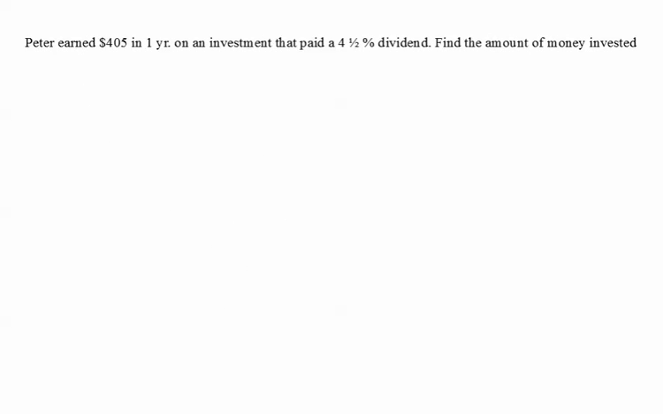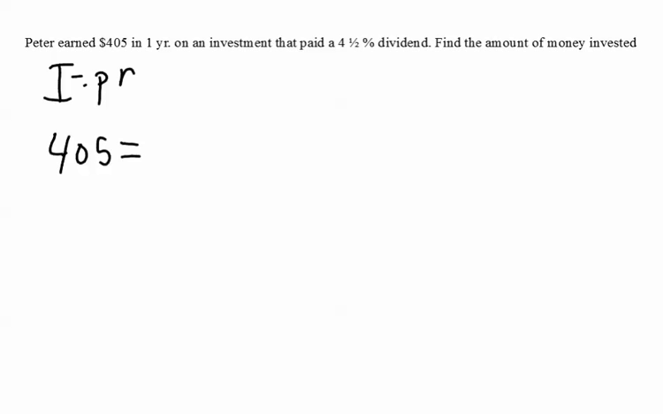All right, this next one involves interest. Peter earned $405 in 1 year on an investment that paid 4.5% dividend. Find the amount of money invested. For this, the formula you're going to use is I equals P times R. I stands for interest, P stands for principal, which is the initial amount, and R is your rate as a decimal. So in here, Peter earned 405. Well, that's the interest.